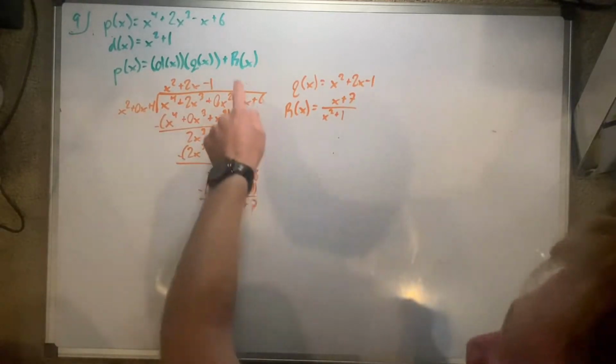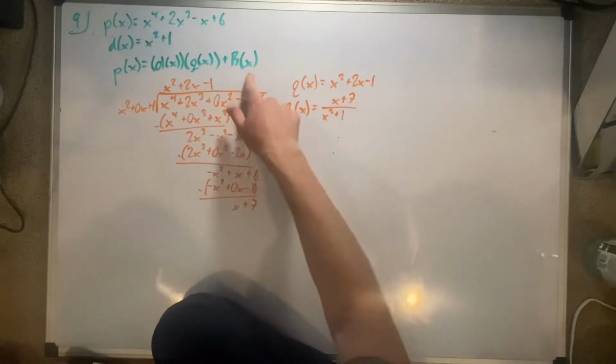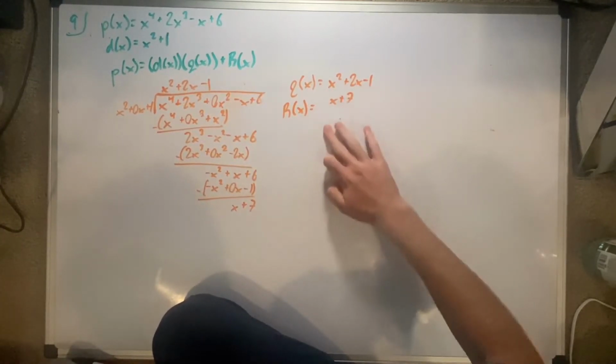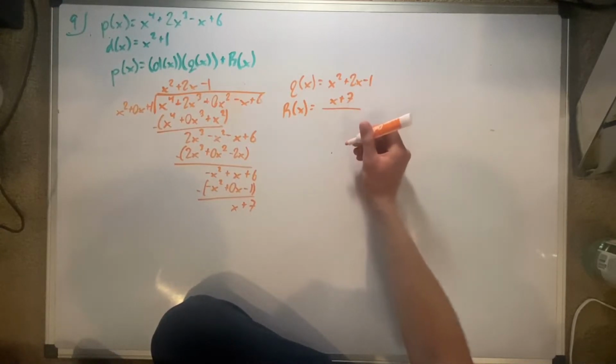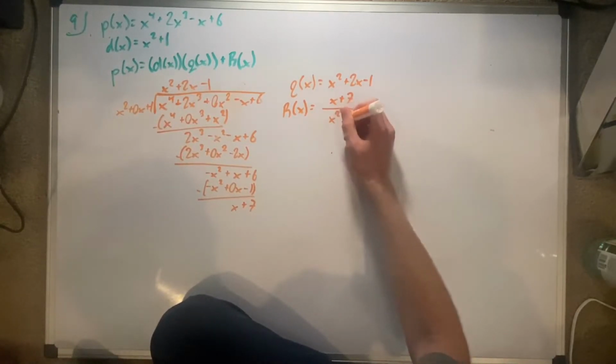Now, if we wanted to follow this exact thing, we would have this r(x) be just x plus 7, but just know that the actual remainder, if we wanted to add it up to the total thing, would be this over x squared plus 1.